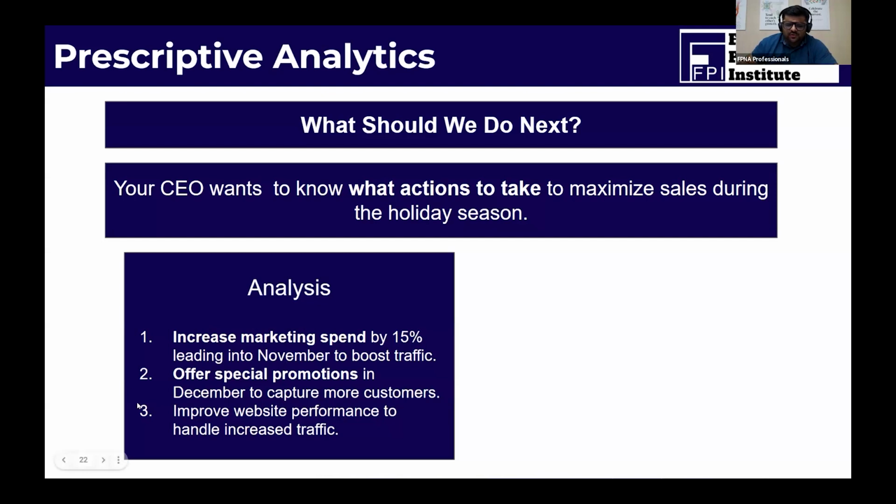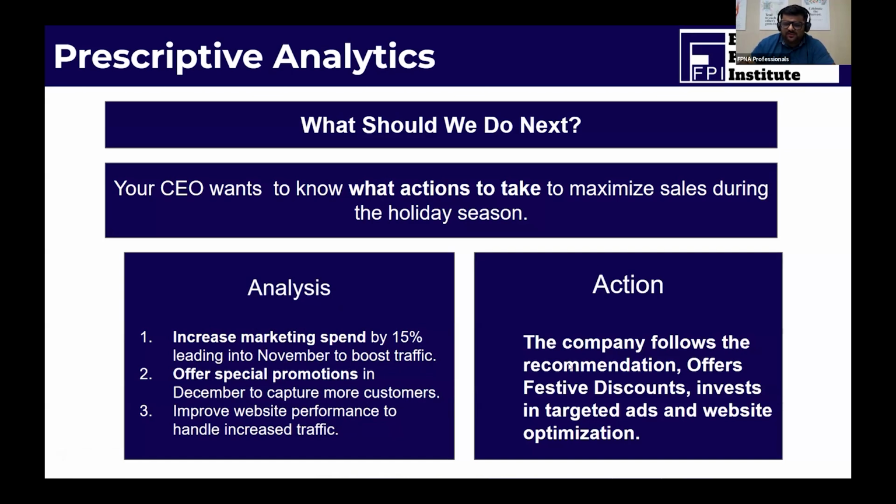Based on your conversations and all the insights you've gathered in the previous three stages, you decide we will increase marketing spend by 15%. We'll offer special promotions. All this is agreed by the sales and marketing teams, and we need to improve the website performance to handle the increased number of visitors. So these are the three things you decide, and these are not just numbers. This includes your analysis in the first three stages and your discussion and agreement with the business and the sales and marketing teams.